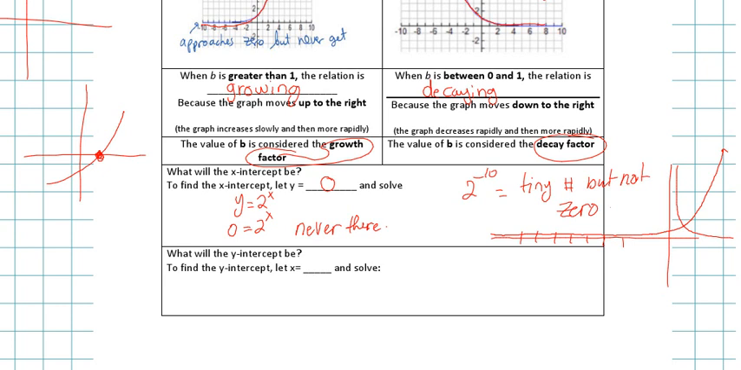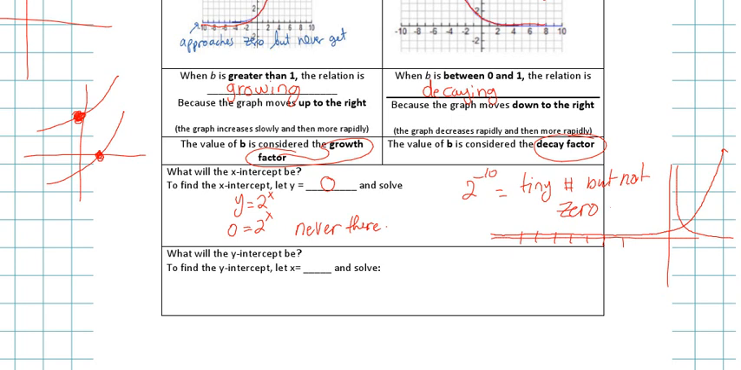Now, if I want to look for the y-intercept, what do I have to do? What do I plug in for x? 0. If I'm looking for the y-intercept, so I'm looking for this value, the x value right here is 0. Okay? So I plug in x equal to 0.